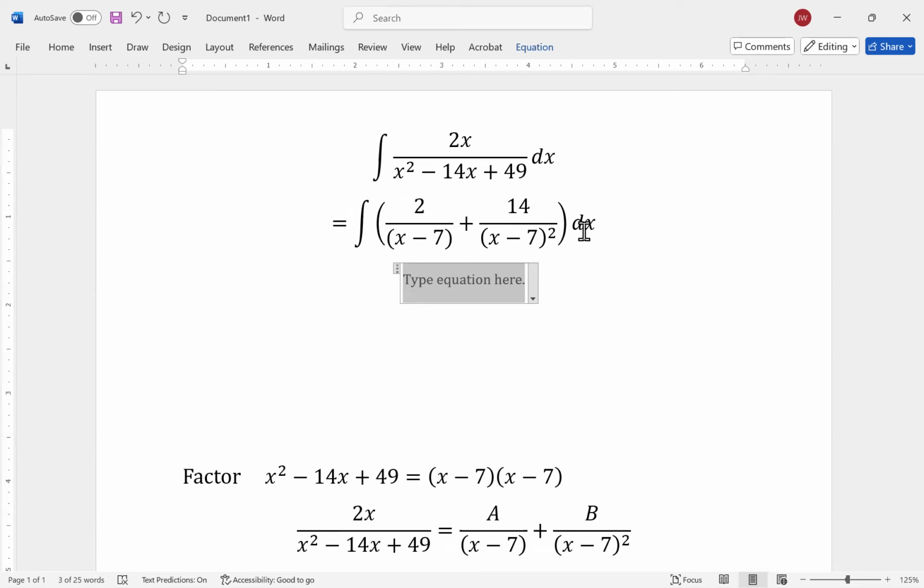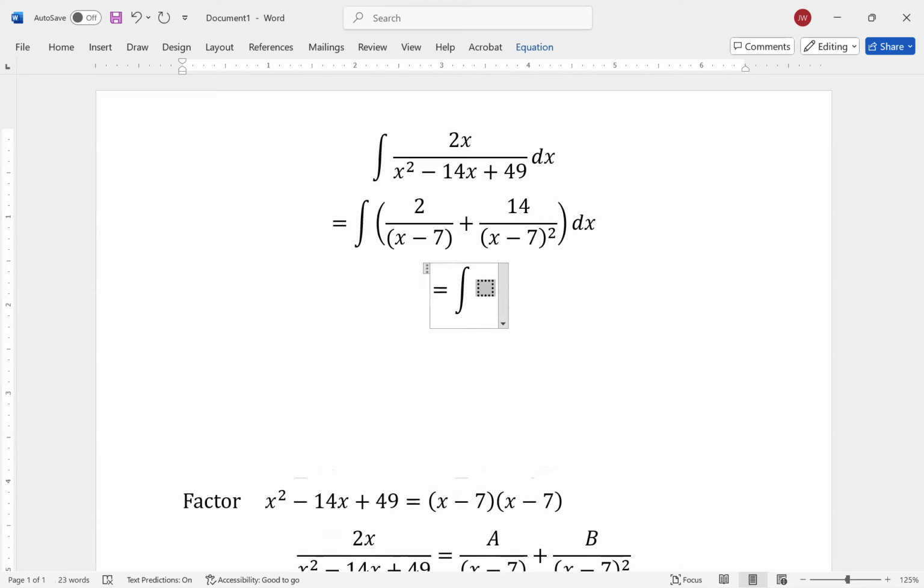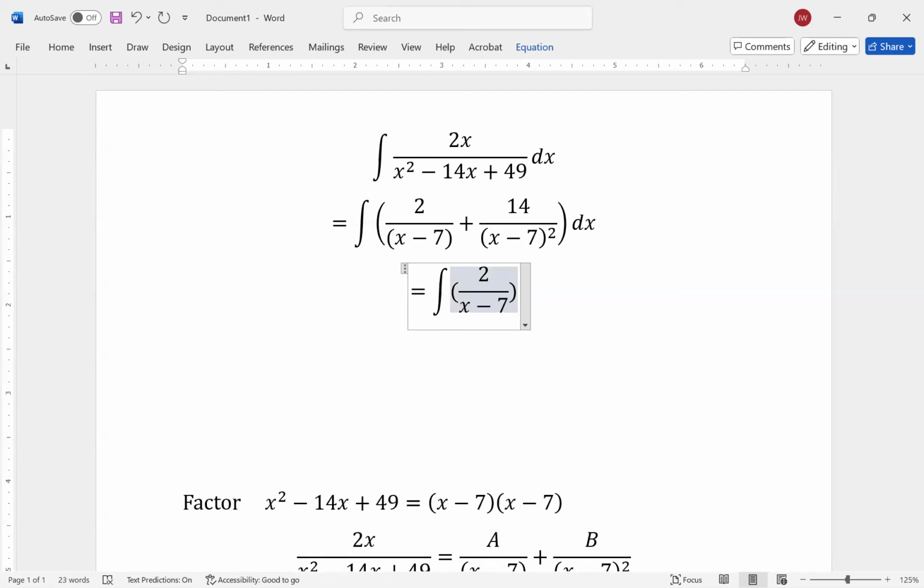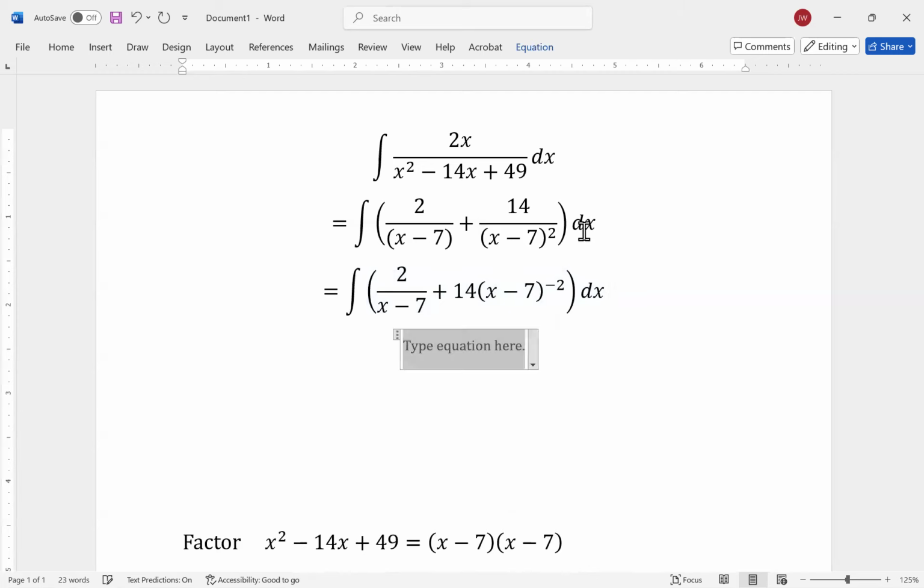Usually I rewrite this. Even if some of you can do it in your head, that's perfectly fine. 2 over x minus 7 plus 14 times x minus 7 quantity to the negative second power. That to me is easier to integrate. I always like the rewrite.